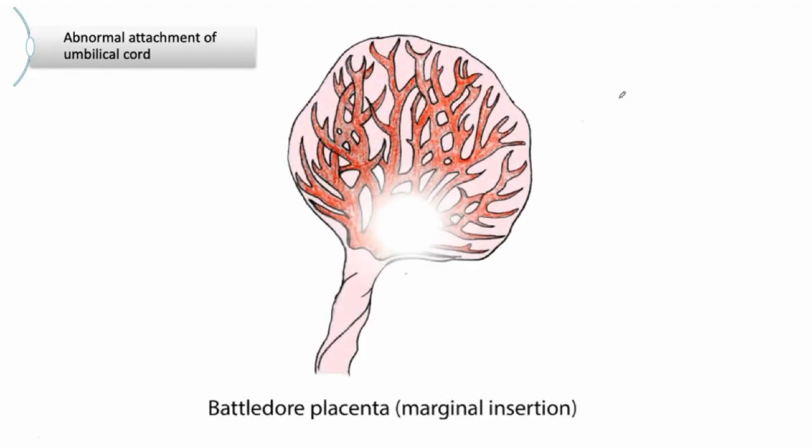Next is the abnormal attachment of the umbilical cord. Usually the umbilical cord, as shown in the previous image, is attached in the middle of the placenta. If it is attached at the margin, we call it a battledore placenta. You can see the normal location is this, but here it is attached at the margin, so we call it a battledore placenta.